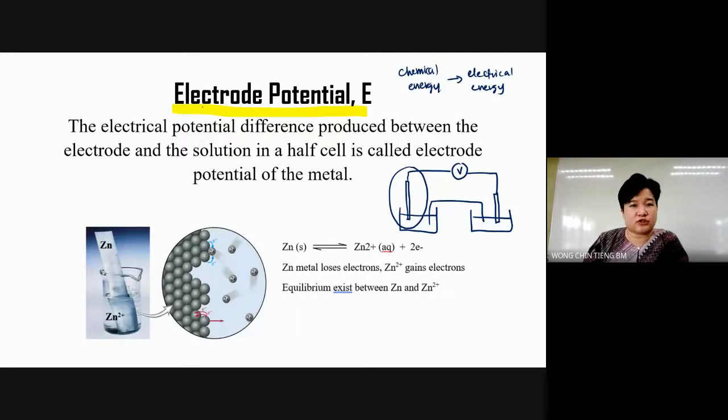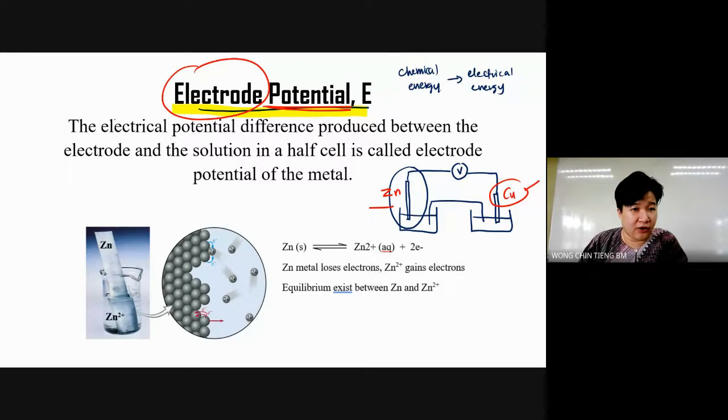Setiap satu electrode akan ada potential energy dia yang sendiri. Every single electrode will have their own potential energy. So kat sini tadi kita ada zinc, kat sini tadi kita ada copper. So zinc akan ada electrode potential dia sendiri, copper akan ada electrode potential dia sendiri. Okay, that is what we call electrode potential. Kalau kamu biasa jumpa, kamu akan biasa jumpa benda ni. E cathode, E anode. Yang kamu belajar dalam calculation. Yang tu adalah electrode potential.